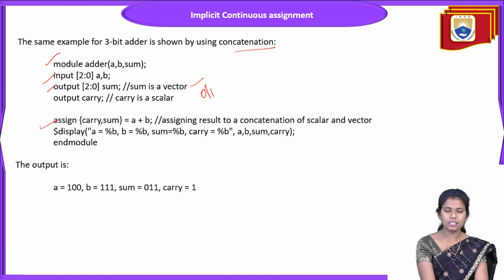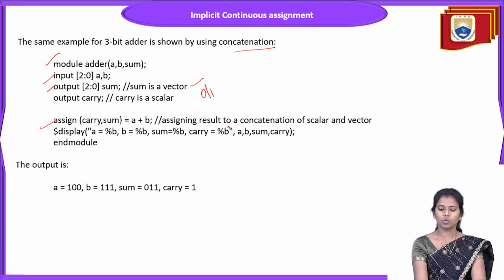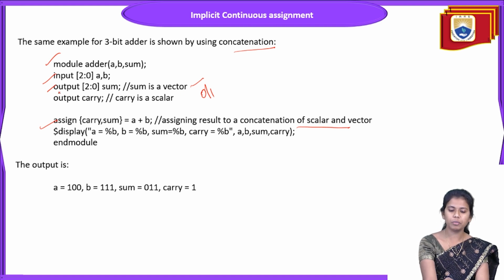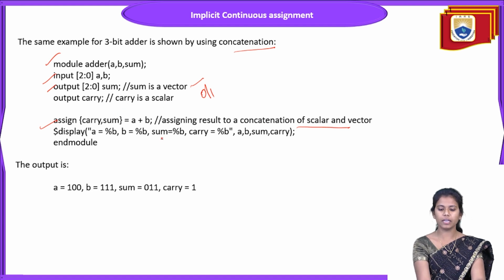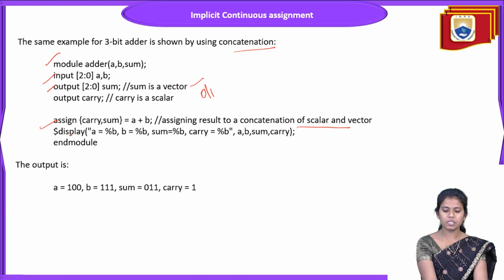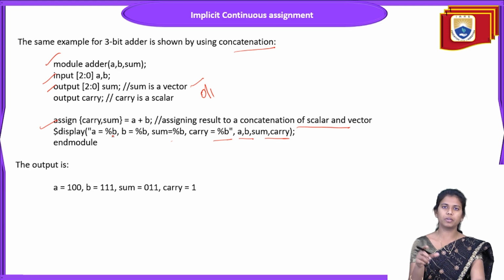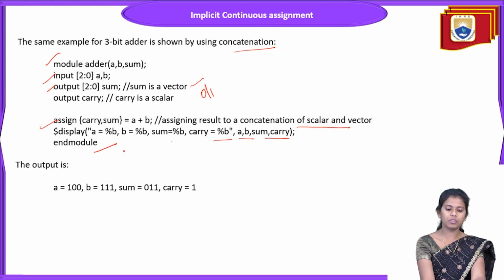Next, assign is a keyword for this continuous statement: assign {carry, sum} = A + B. So assign results in the concatenation of both scalar and vector. Why? Because here my scalar would be the carry and my vector would be the sum, so here I'm concatenating both. I'm displaying A, B, sum with percent-b format specifiers, for both inputs, output sum and carry, and I'm ending with endmodule.